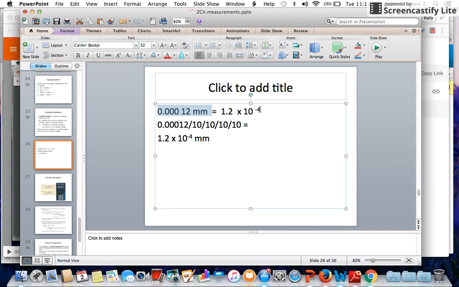Okay, the next one, you might have it in scientific notation, so you have to take it out of scientific notation. So you can see that that's the same number. You take it out of scientific notation and you'll get the original number of 0.00012. And you really don't have to have that space there.